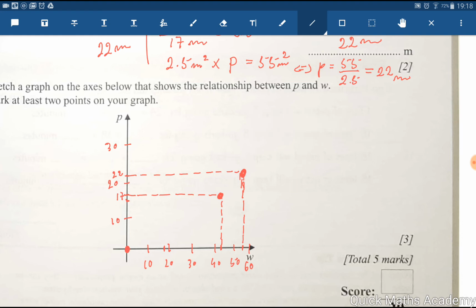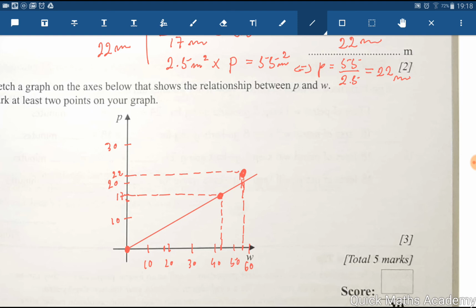Let's see if we can line them up more or less. It's quite far indeed, so it's just my scale that is not good. Probably I lifted up too much this 22, but they line up. And you don't have to put 3 points, you just need 2. So you mark your 0,0, you mark your 17, 42.5, and you are good to go.